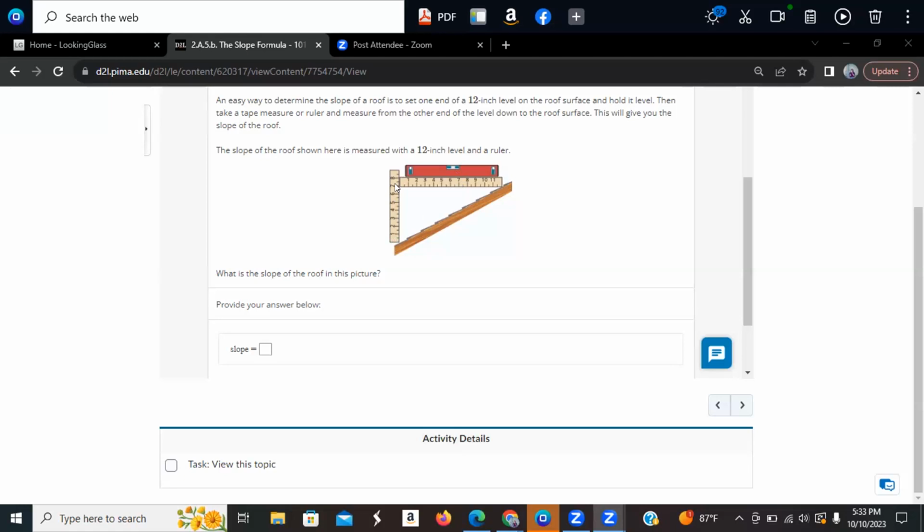Is that, yeah, 7 there? So yeah, that's your rise. That's your top number. So it's 7 divided by, and then how much to the right are you going? It looks like you're going the full 12 inches of the ruler. Yeah, I think so. So it looks like it's 7 over 12.